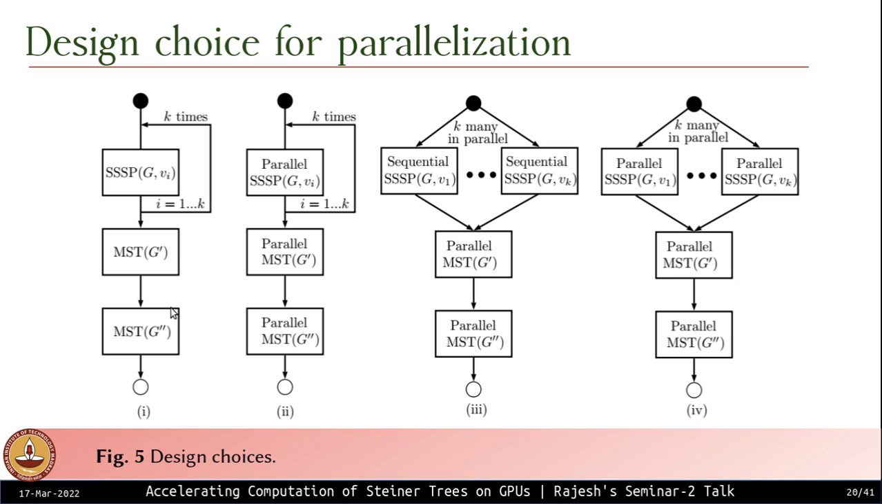So these were the design choices we had for parallelizing the KMB algorithm. Notice that the first option we have already discussed. What does it do? It runs a sequential single source shortest path algorithm k many times, followed by two minimum spanning tree computations, right? This is the first version of our GPU implementation, where we replace all the primitive algorithms with parallel primitive algorithms.